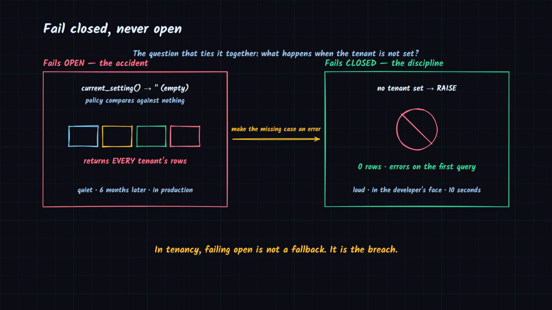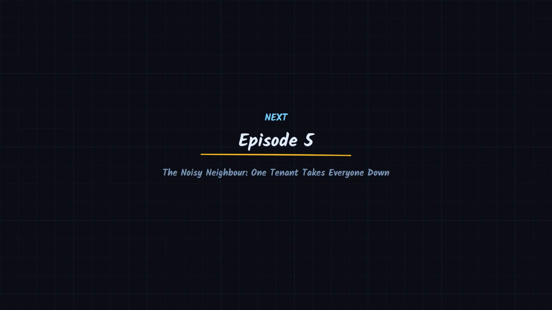It is the breach. So the database enforces isolation, and it always knows who is asking, which means we are finally safe and can move on to the other thing that shared infrastructure does to you. Next episode, one customer runs one bad report and every other customer's application stops responding. The noisy neighbor, see you there.